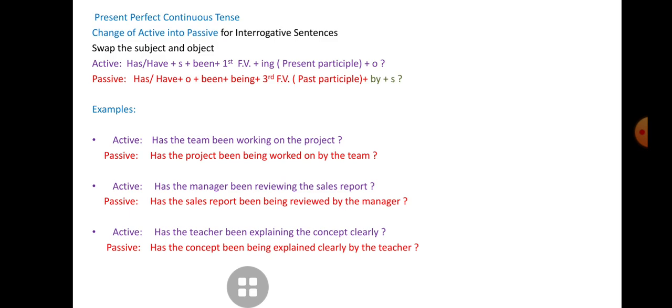The next sentence, has the manager been reviewing the sales report? So its passive voice will be has the sales report been being reviewed by the manager? And its third example is, has the teacher been explaining the concept clearly? And its passive voice will be has the concept been being explained clearly by the teacher?